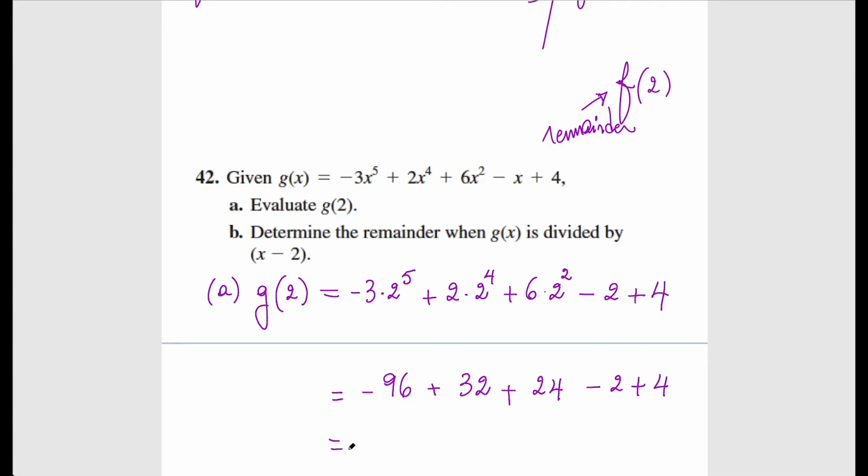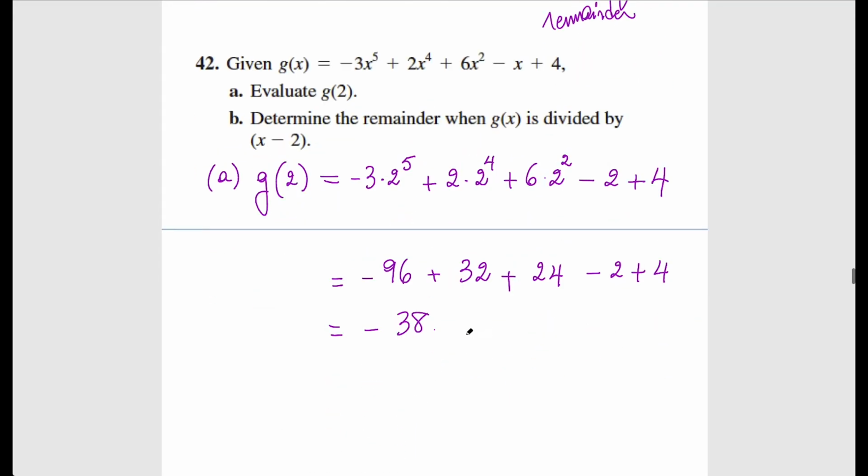And how much is this? Negative 96 plus 32, that's negative 64. Negative 64 plus 24, that's minus 40. And minus 40 minus 2, that's minus 42. Plus 4, that's minus 38. Correct? So how much is g at 2? That's negative 38.